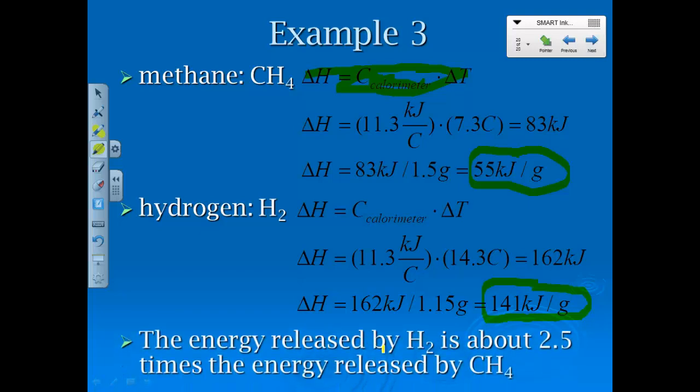So if we're comparing them, the energy released by hydrogen is about 2.5 times the energy released by the methane when it's combusted. And these types of calculations are things we do all the time when comparing different energy sources and selecting different things. So I hope that helps.